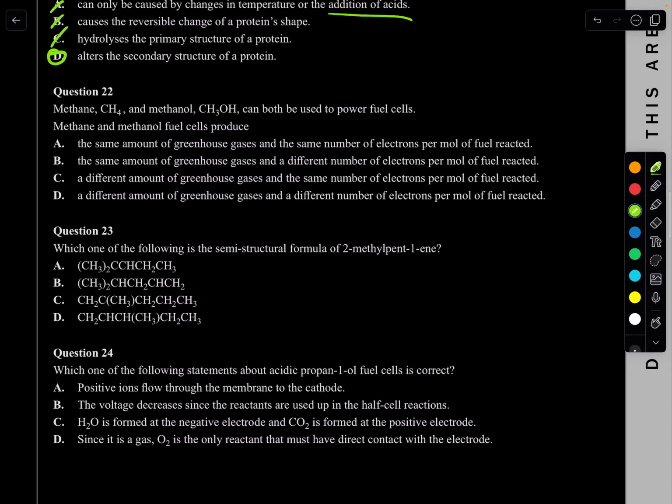22. Methane, CH4, and methanol can both be used to power a fuel cell. Methane and methanol fuel cells produce the same amount of greenhouse gases and the same number of electrons per mole of fuel reacted. A different amount of... okay. So to do this, what I'm going to do is actually write the reactions.